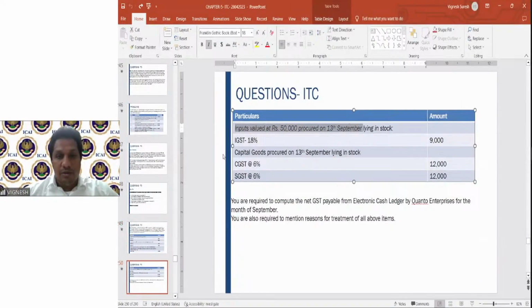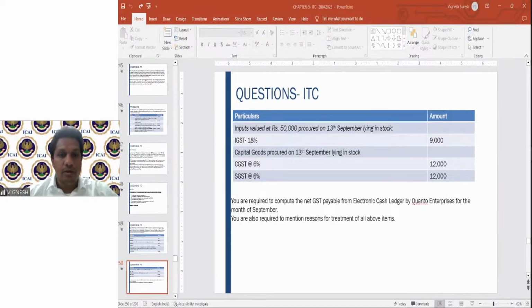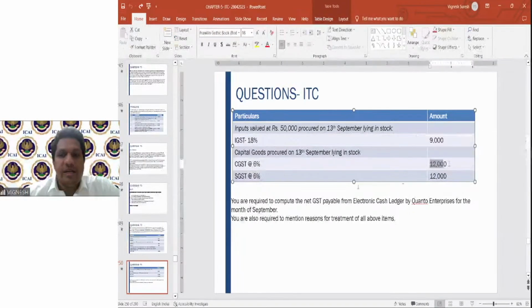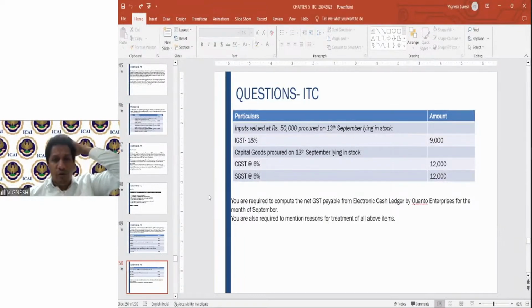Inputs valued at 50,000 procured on 13th September, lying in the stock. What about this one? Inputs procured which are held in the stock since 13th September. Whether we can claim, what is your view? And also the next one talks about the capital goods, with CGST 6% and SGST 6%. What do you do about the capital goods?